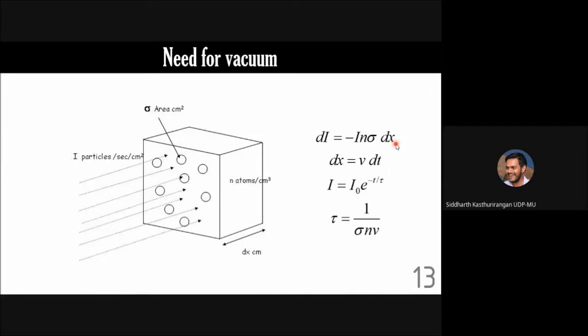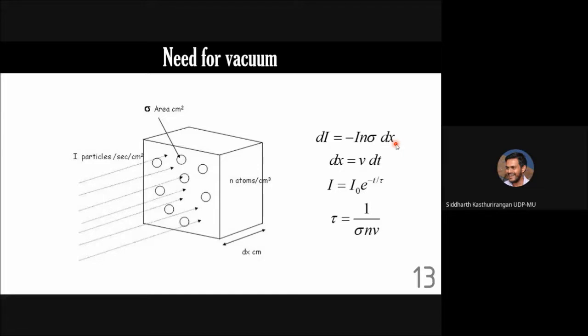This is an explanatory note on why you require high vacuum in an accelerator. The picture shows a beam which contains I number of particles per second per centimeter square. That is the beam intensity. Each of the target particles which it is going to hit has a cross sectional area of sigma. Sigma need not be the geometric cross section, it can also be the interaction cross section, as obtained either through classical or quantum mechanical formula.